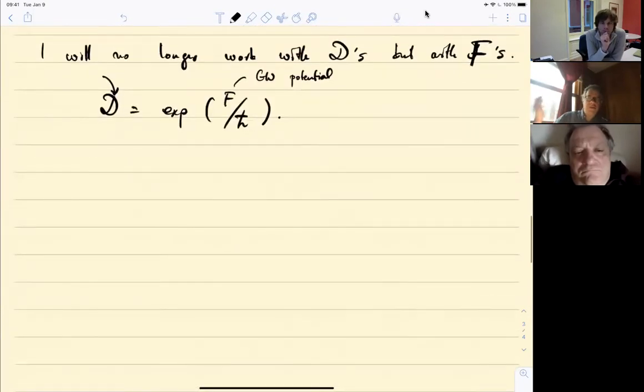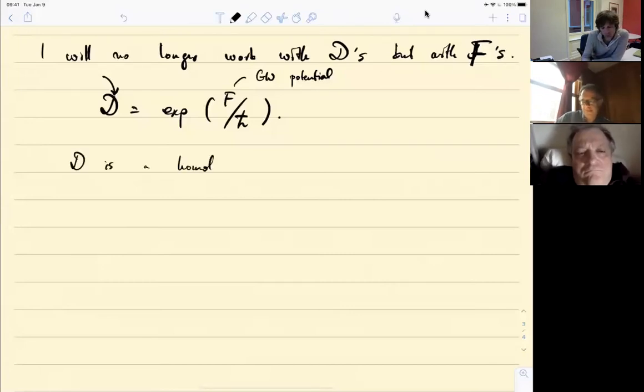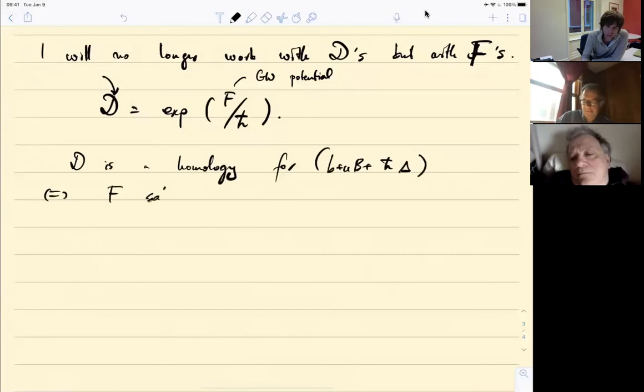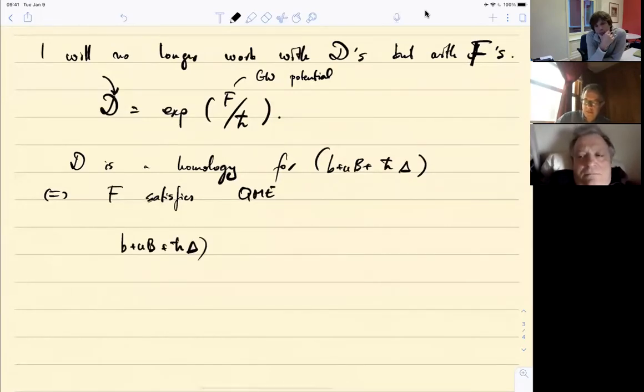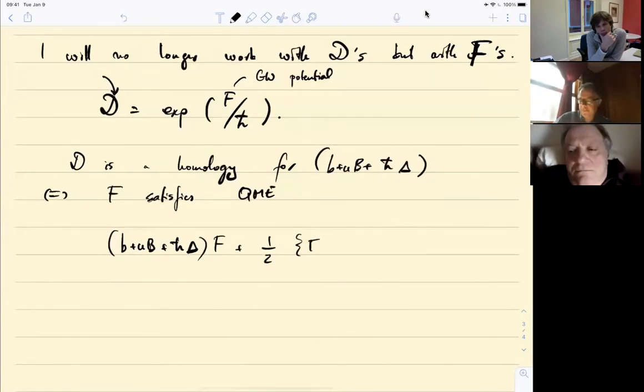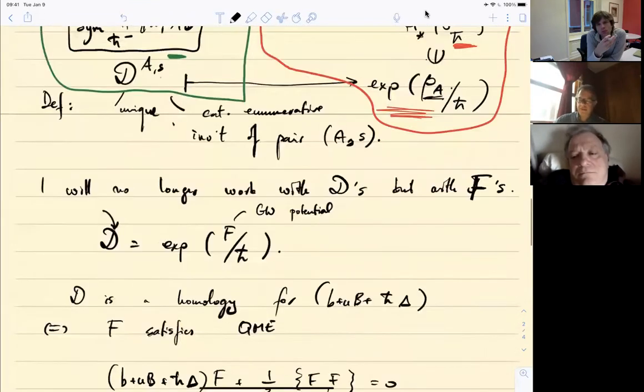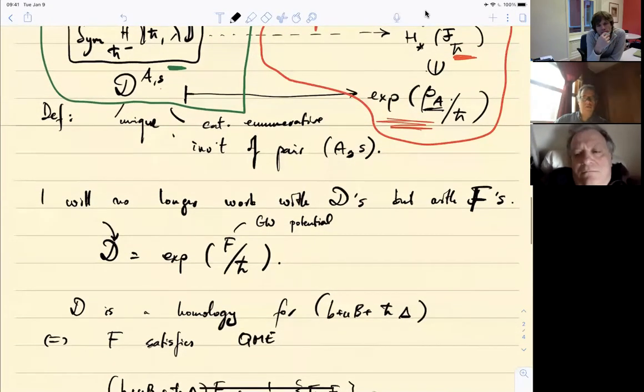And the relationship between them, I remind you of this lemma that I told you to try to do as an exercise by yourselves: D is a homology class for B plus UB plus H bar delta if and only if F satisfies the quantum master equation, which is B plus UB plus H bar delta F plus 1/2 F bracket F equals 0. So they are equivalent. This relationship allows us to identify solutions of the quantum master equation with homology classes for this differential operator. It will be more natural for us to work with the F than with the D.